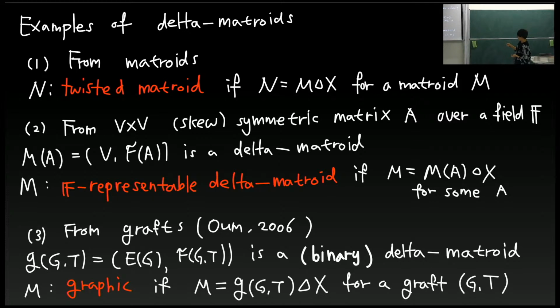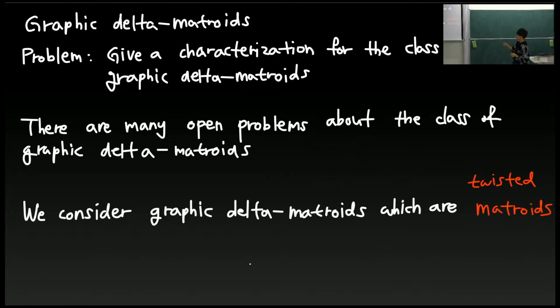Also, we know that this kind of delta-matroid is defined by some specific combinatorial structure by taking twisting, because the class of this delta-matroid is minor closed. So now we focus on the third example, graphic delta-matroids. We want to get a characterization for the class of graphic delta-matroids.